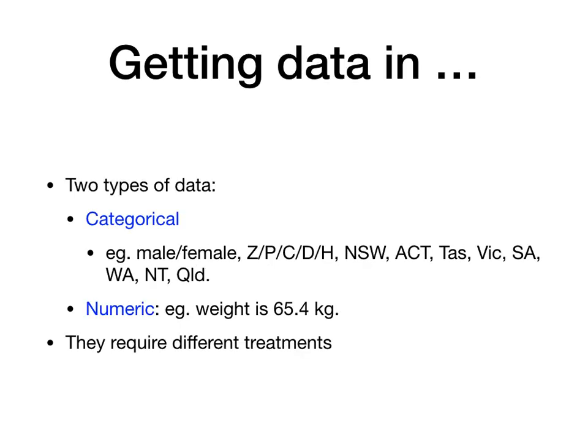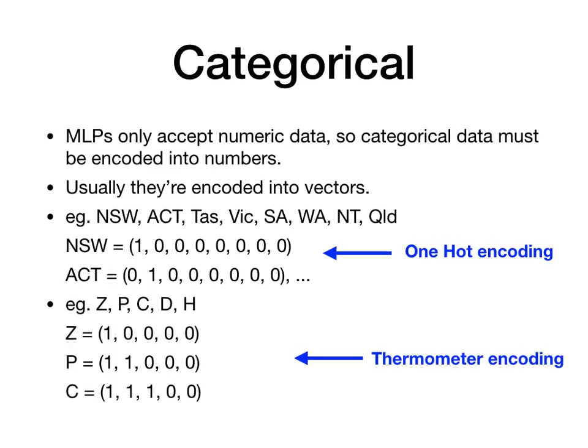The first one is, how do we get the data in? Well, neural networks only accept numeric data. So if we think about the 2 major types of data that we have, categorical and numeric, then they require different treatments. So because we need to put numbers in, we need to convert the categorical to numeric. So there's a couple of approaches for doing this.